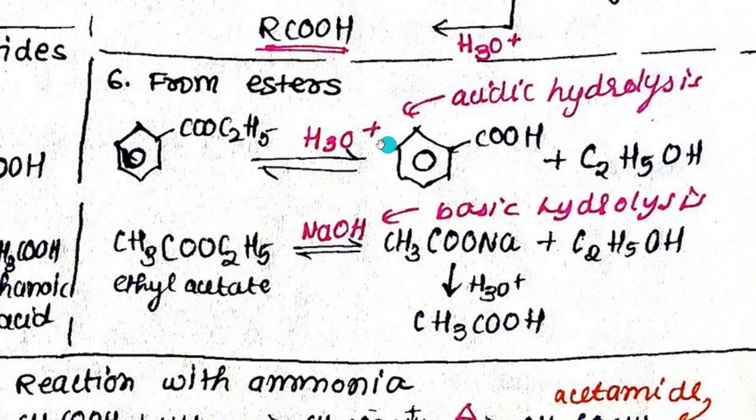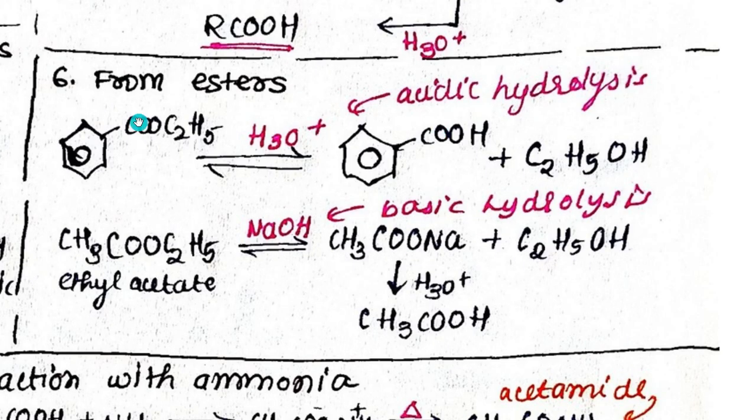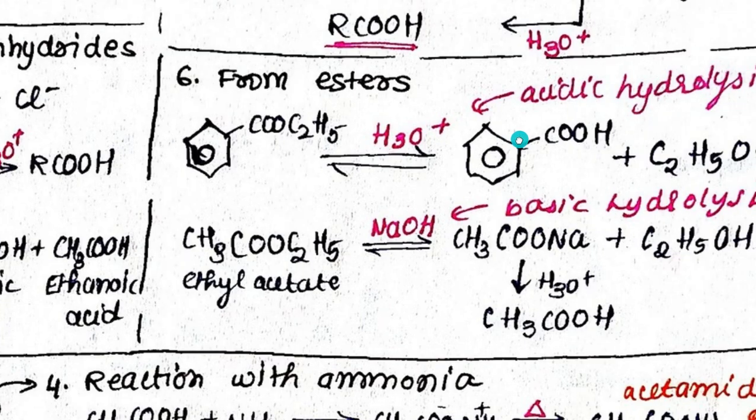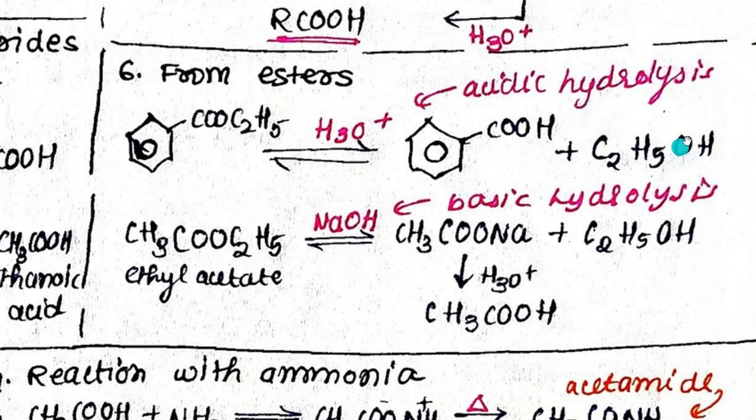So from esters, this is a benzene ring attached to COOC2H5, which is an ester. Together it's an ester. A reversible reaction with H3O plus, which is known as acidic hydrolysis. This ester on acidic hydrolysis will give us benzoic acid, as we saw, and the byproduct is ethanol, an alcohol.